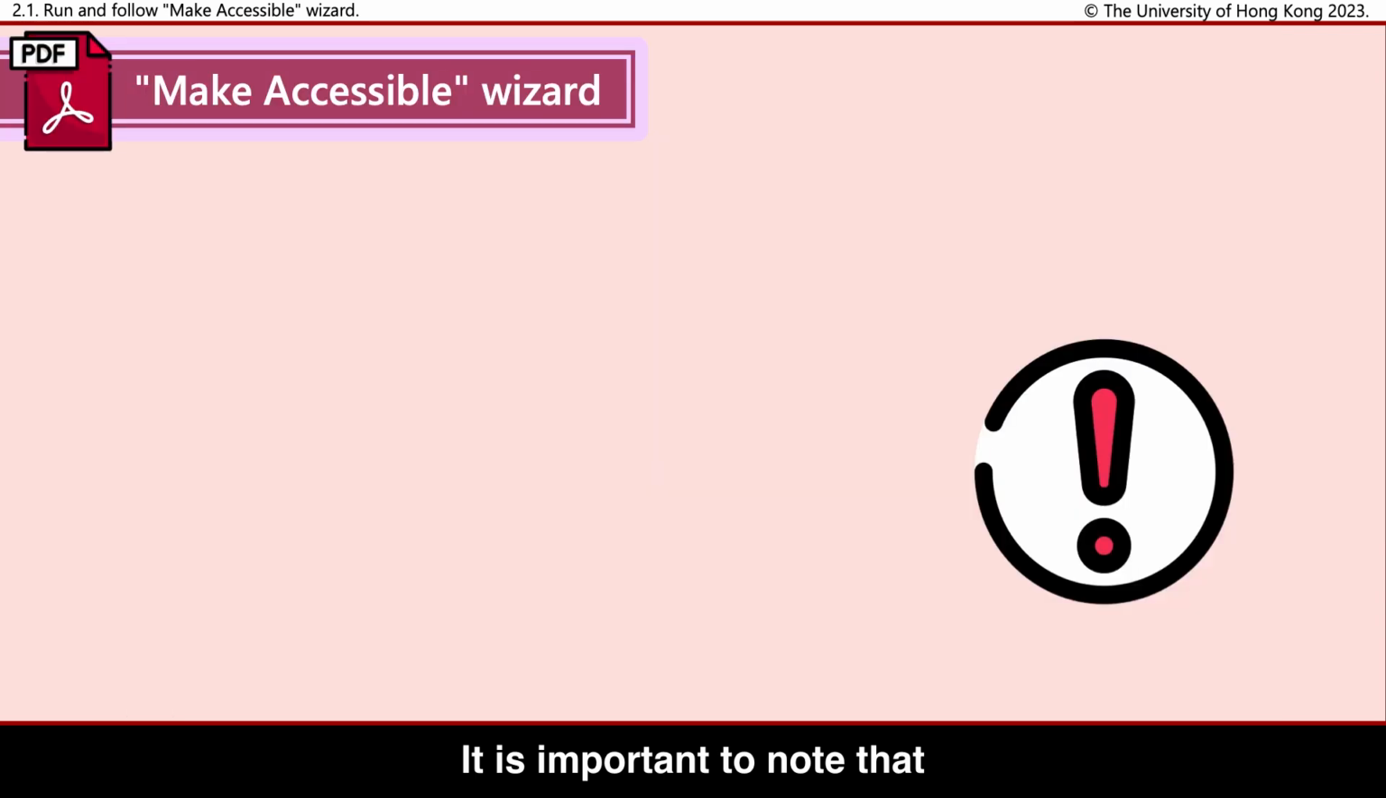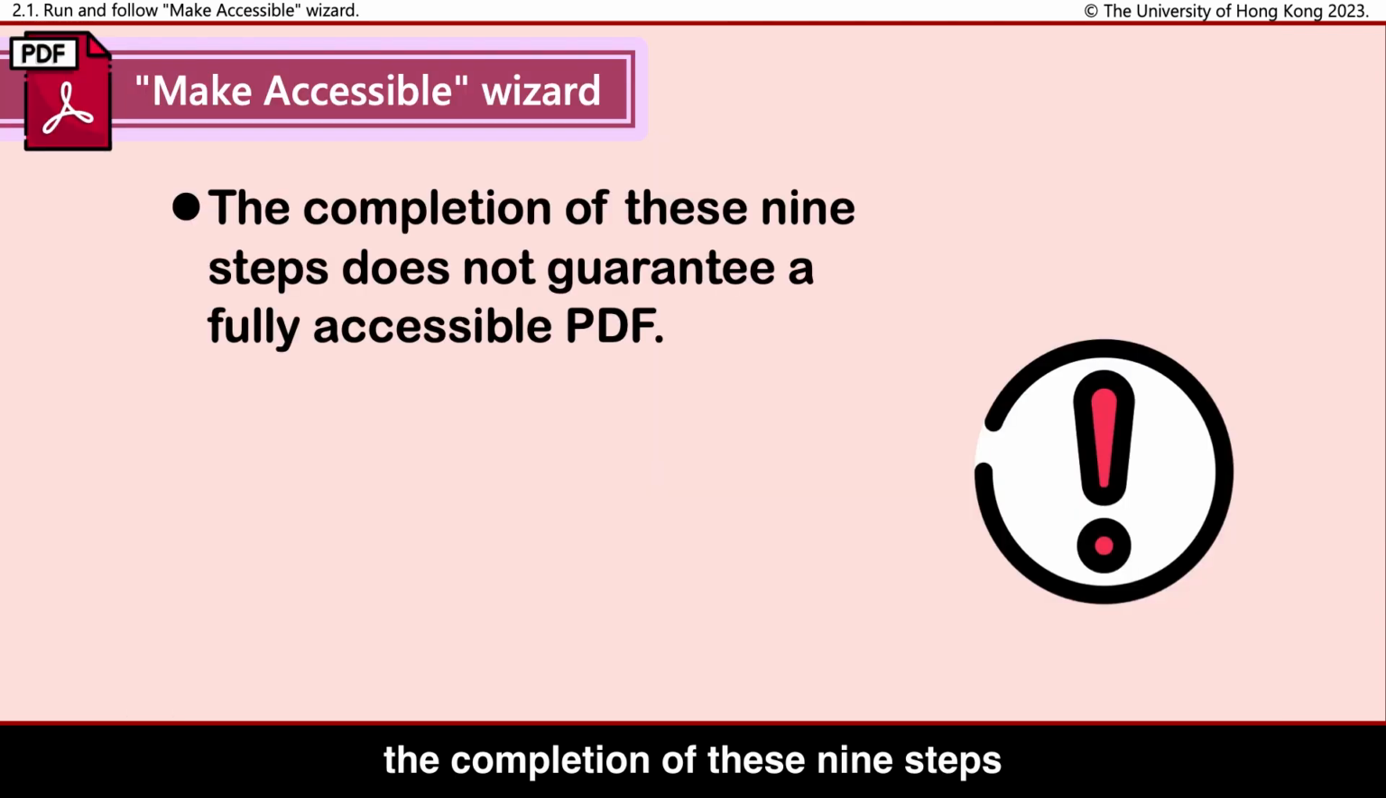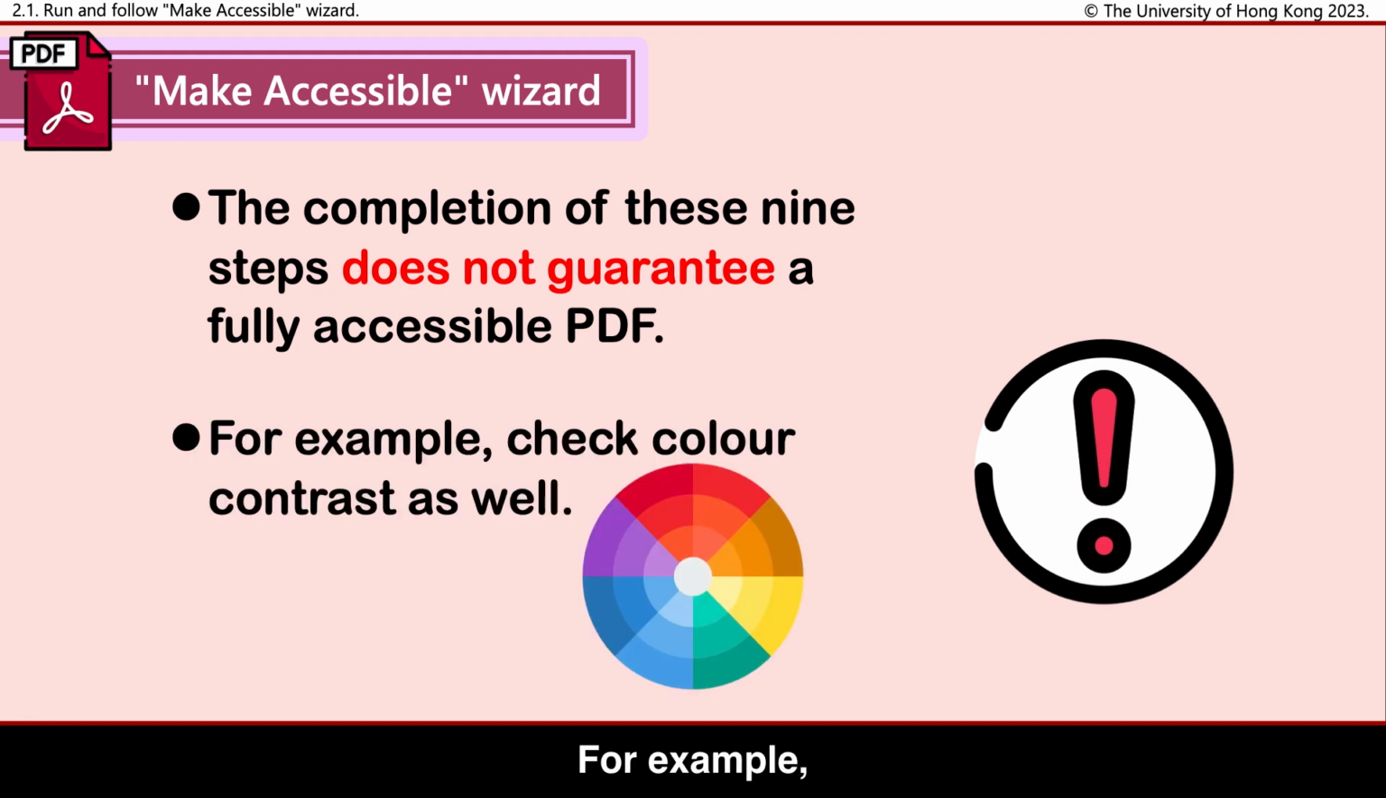It is important to note that the completion of these 9 steps does not guarantee a fully accessible PDF. For example, you should check color contrast as well.